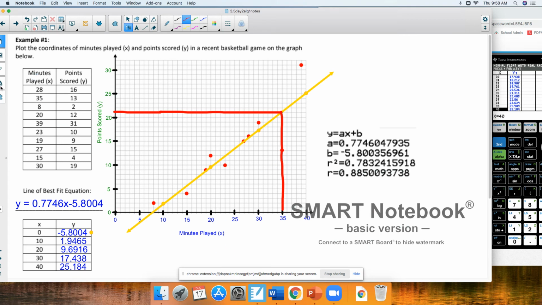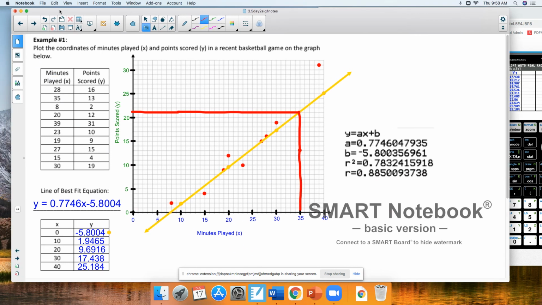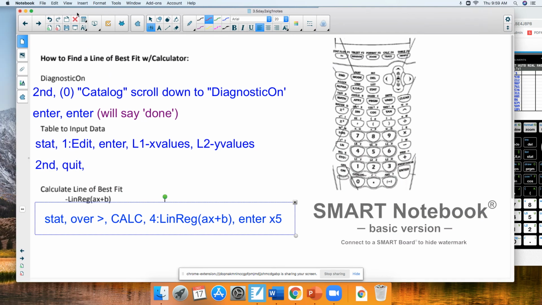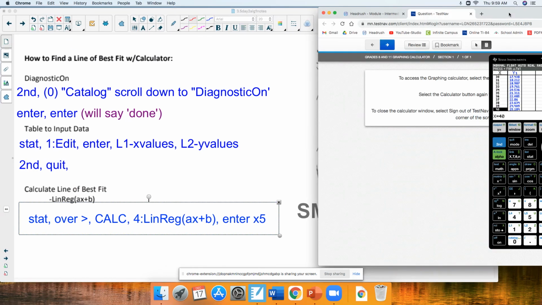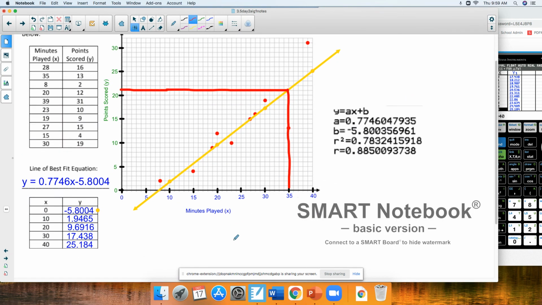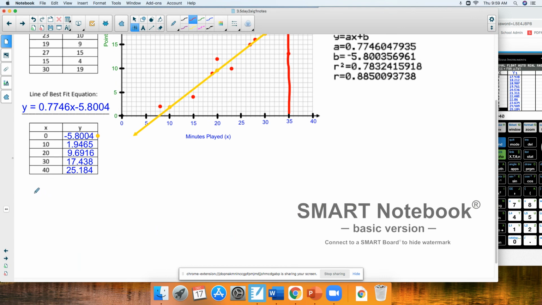And in your assignment, you're going to be doing a few of those. So you are going to have to go through this process here, turn your diagnostic on, make sure the program has been run, so it says done. Then put in your data into list 1 and list 2, L1 and L2, and then actually calculate this line of best fit. Once you calculate that line of best fit, they will want you to actually find something. So another way other than a graph is to actually plug it in. So let's say that we were trying to find, after 35 minutes of play, how many points are scored.